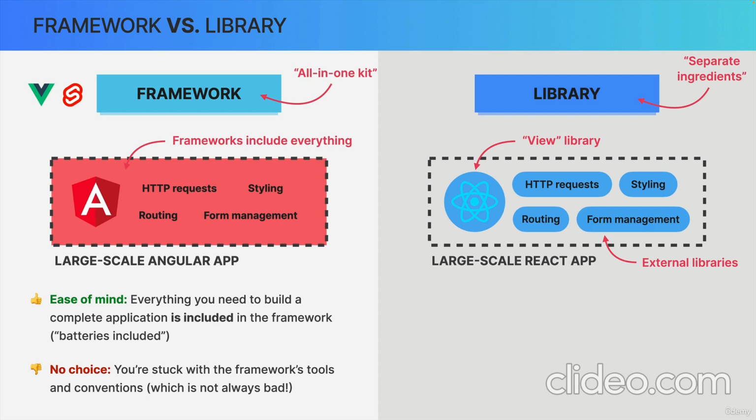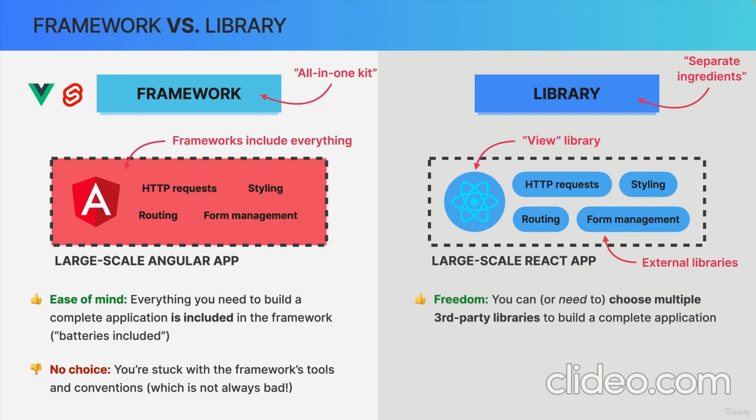Now, being able to choose multiple libraries in order to build your application offers you incredible freedom, because you can choose exactly the ones that you like the most. And also, every app will have different requirements, and so each app will require a different combination of libraries. And so including all of them in a framework might not even be necessary.